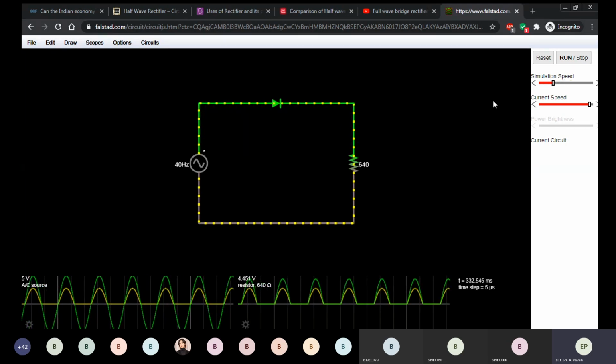During this time, the diode is on. See here, the input is positive now, the positive half cycle. The diode is in green color. Green color means it is on. Now see here, we are getting the output.